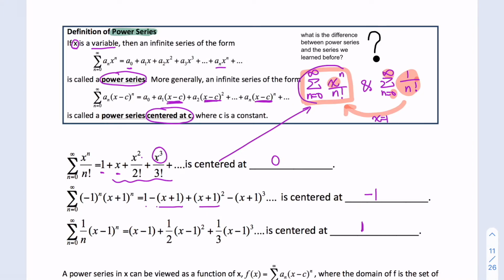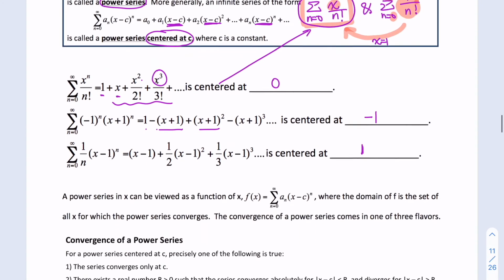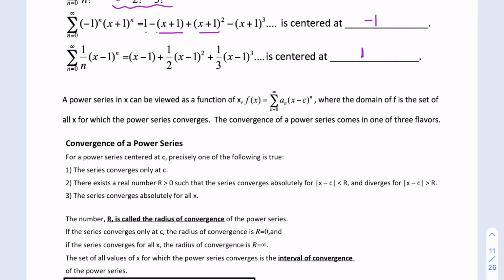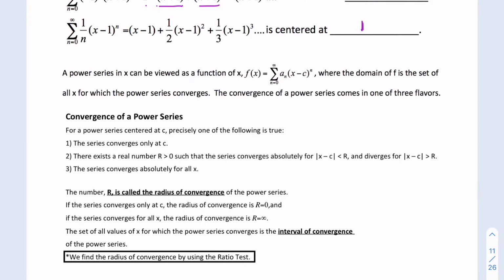So generally speaking, the power series we are talking about depends on the x value. We have different types of series. For which x values will this power series converge? Let's have a look. A power series in x can be viewed as a function of x. So f of x equals this, where the domain of f is the set of x values for which the power series will converge. The convergence of a power series comes in one of three flavors, three different cases.